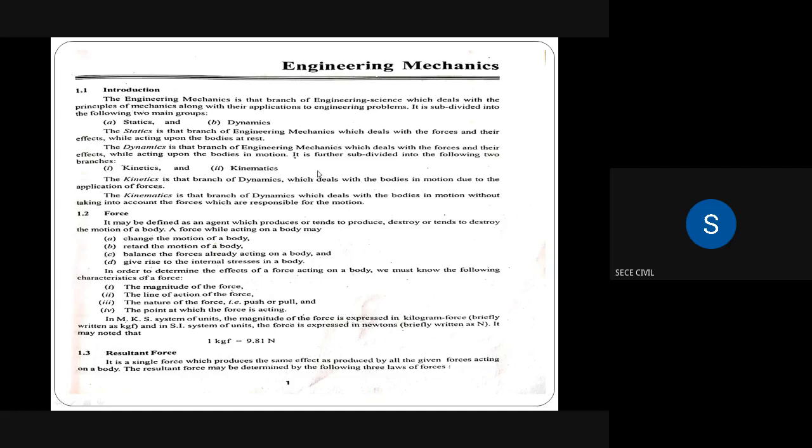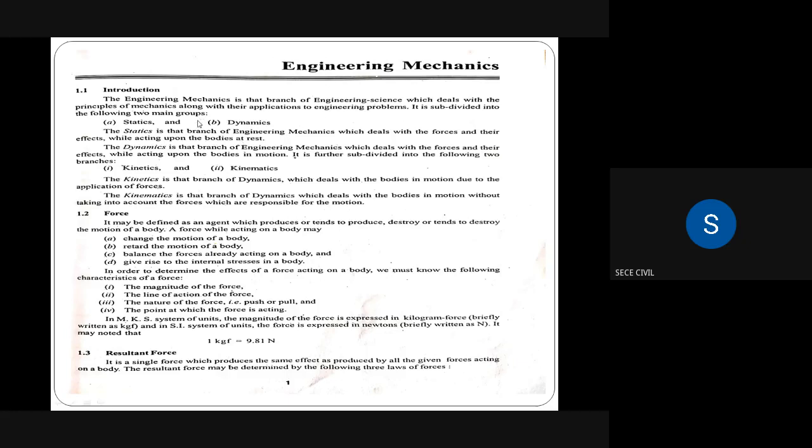Kinematics is without considering those external forces. It deals with bodies in motion only. Kinematics is also a branch of dynamics which deals with bodies in motion without taking into account the external forces which are responsible for the motion. Have you got it? So what is engineering mechanics? Engineering mechanics is a branch of science that deals with the principles of mechanics along with their applications.